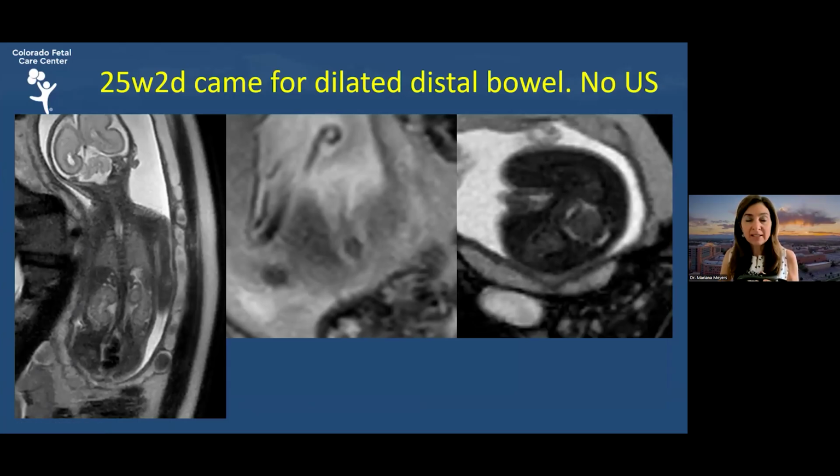25 weeks, 2 days, fetus came for dilated distal bowel, although I did not have an ultrasound available, unfortunately. So I'm looking at the T2 image, coronal, and I see that the colon is really dark and, okay, not too surprising. I look at the anal dimple, and this is a bit of an oblique view. So here's one thigh. This is part of the other thigh. This is the posterior aspect of a pelvis. This is the anterior towards the genitalia. And this is the anal dimple. And a little bit above that, I see that the rectum does look a bit prominent.